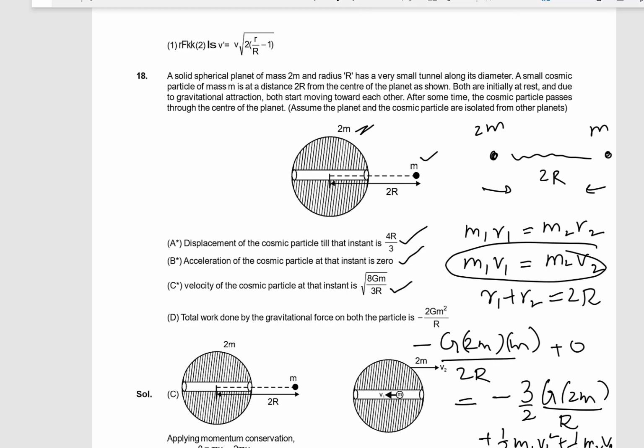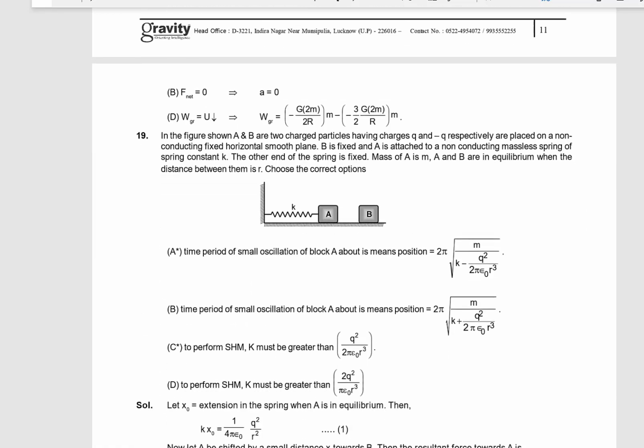And the last option: what is the total work done by gravitational force? This cannot be true, because gravitational force will do positive work on both bodies. It cannot be negative, right? That's it. Moving on to the next question, the 19th question.